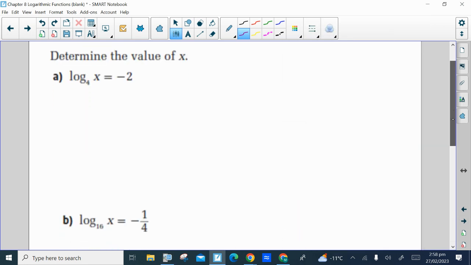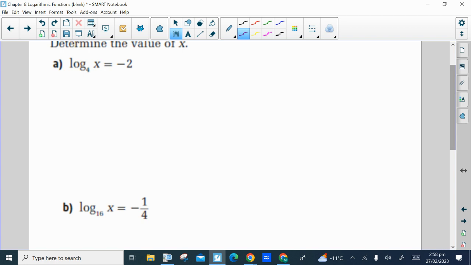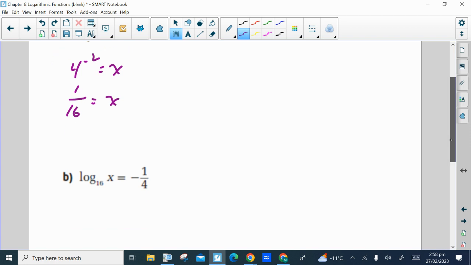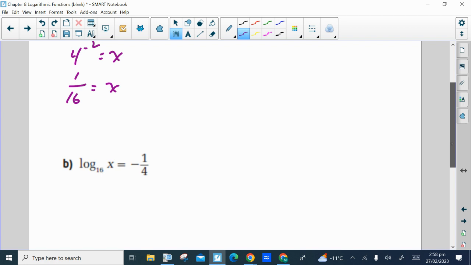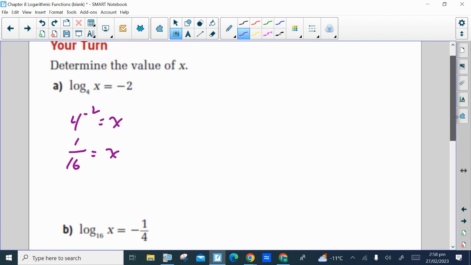Okay, so determining x, again, we start by converting from logarithmic to exponential. The first one, you'll get 4 to the negative 2 equals x. 4 to the negative 2 is 1 over 4 squared, or 1 over 16. There's the answer. And you can check that on the calculator if you can graph log base 4 of x. If not, you're going to have to wait until we learn how you can graph that without having that newer operating system, that function.